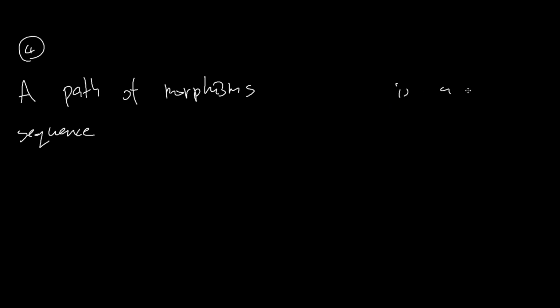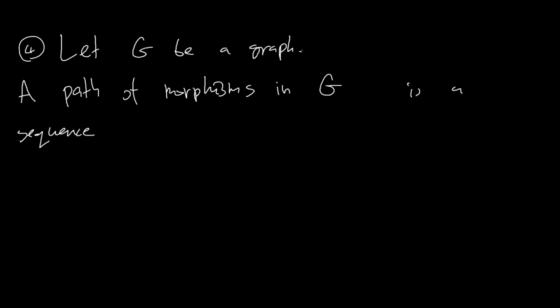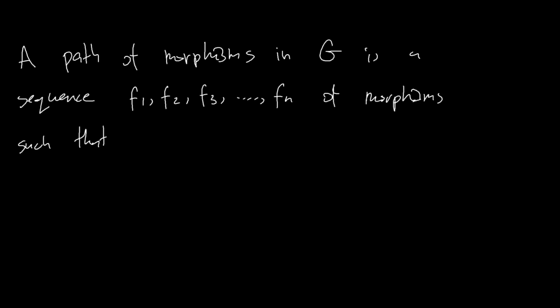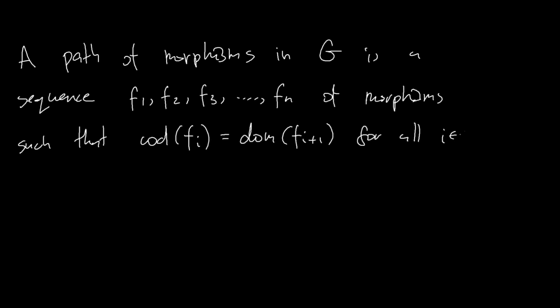Well, first of all, I should say that we are inside a specific graph. So let's fix a graph. A path of morphisms in G. Let G be a graph. So we are now assuming we are working in a specific graph. Then a path of morphisms in that graph is a sequence F1, F2, F3, and so on, up to Fn, where n can be an arbitrary number, a sequence of morphisms such that the codomain of Fi, remember this is the target, where the arrow goes into, is always equal to the domain of Fi plus 1. That happens for all i in the set 1 up to n minus 1.